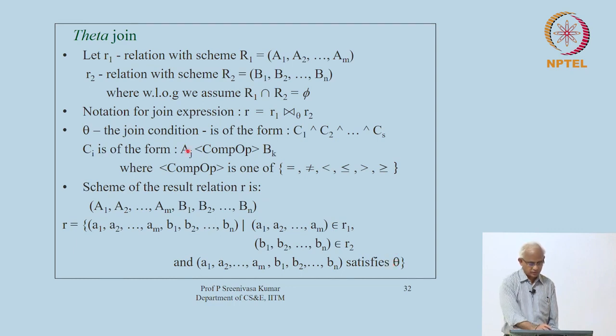And what is the join condition? The join condition is in terms of these values. So, it says Aj theta Bk. You pick up the Aj value, the Bk value, and then check the condition, and if there is a bunch of conditions to be checked, you can do that. Okay. So, that is what a join is.